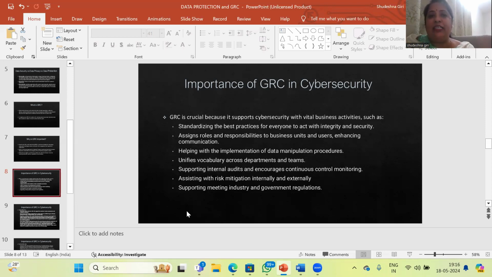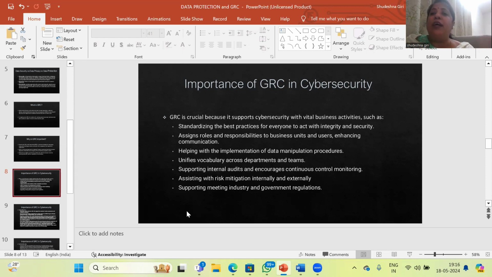So in such a case, GRC becomes a vital and critical game changer in every organization. GRC is crucial because it supports cybersecurity with vital business activities such as standardizing best practices for everyone to act with integrity and security, and assigning roles and responsibilities. You identify the roles and responsibilities of each and every person working on that, such as business units and users, so that you can enhance your communication within the team, enhance the way you deal with such threats, and help the implementation of data manipulation procedures.